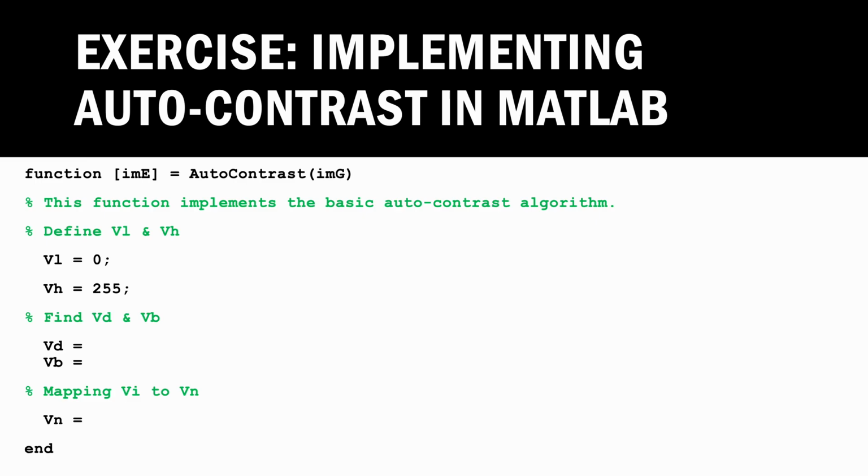Next, we find the darkest and brightest pixel values in the input image. These are VD for the minimum intensity and VB for the maximum intensity. Once we have VD and VB, we can apply the mapping formula. This formula transforms every pixel value VI in the original image into a new value VN in the enhanced image. The result is an image where the entire intensity range is fully utilized, giving us stronger contrast.